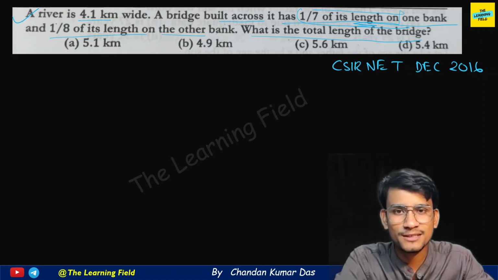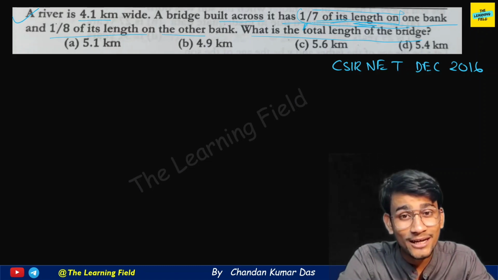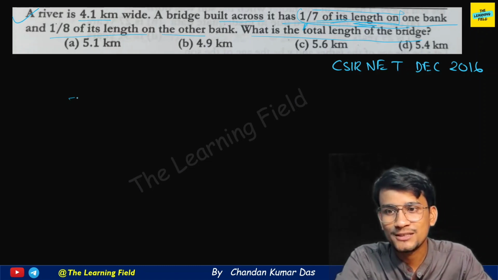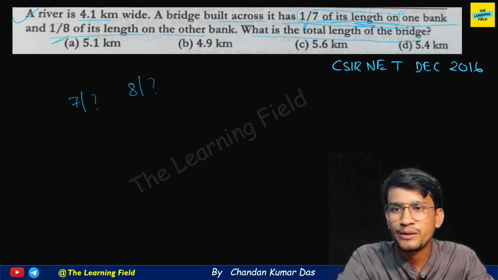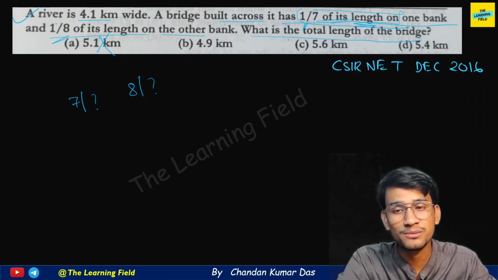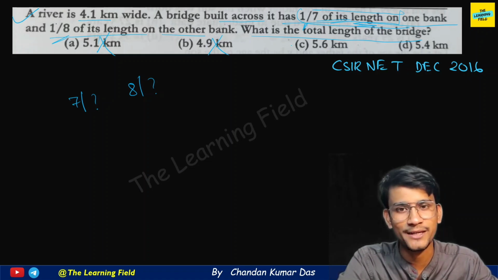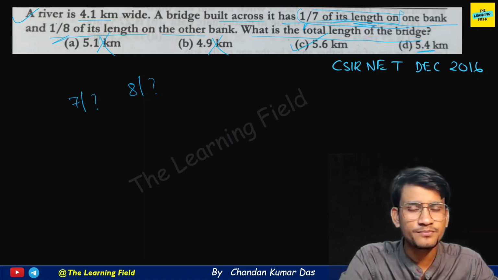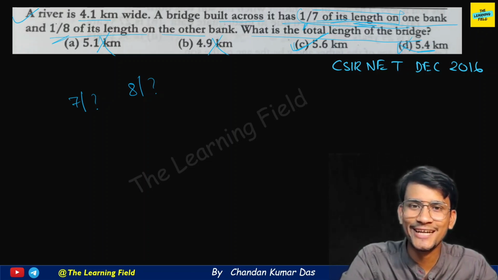So 1/7 means this 7 must divide the total length of the bridge, because it says 1/7 of its total length. So this 7 must divide our answer. Similarly, this 8 also must divide our answer. So 51 is not divisible by 7 or 8. 49 is divisible by 7, but it is not divisible by 8. Discarded. 56 is divisible by 7 as well as by 8. This is the answer. And 54 is not divisible by 7, nor by 8, so we can discard this. So this is the clear answer, we can say directly.